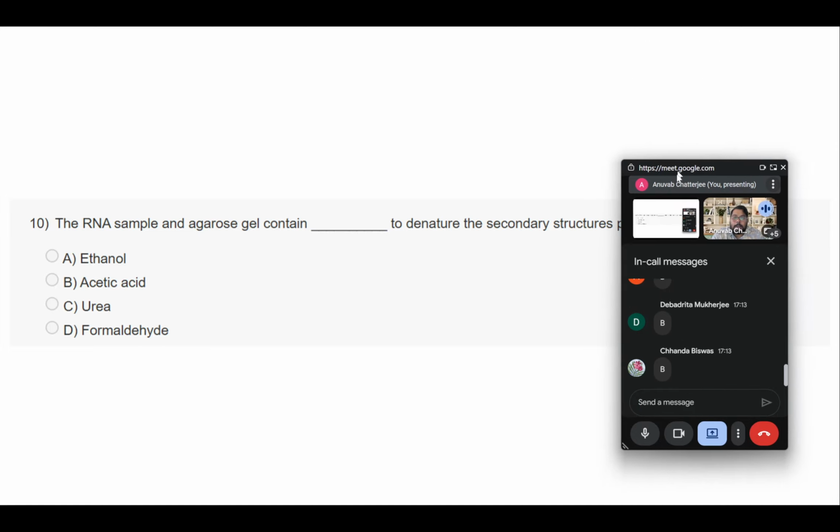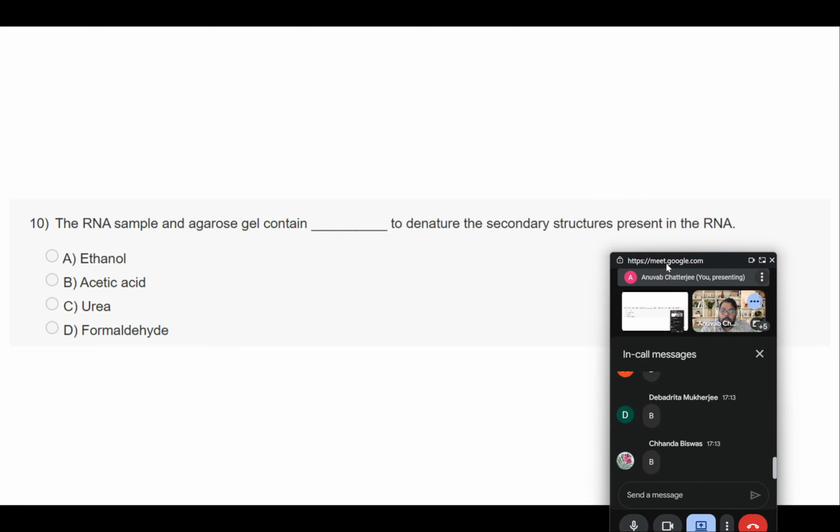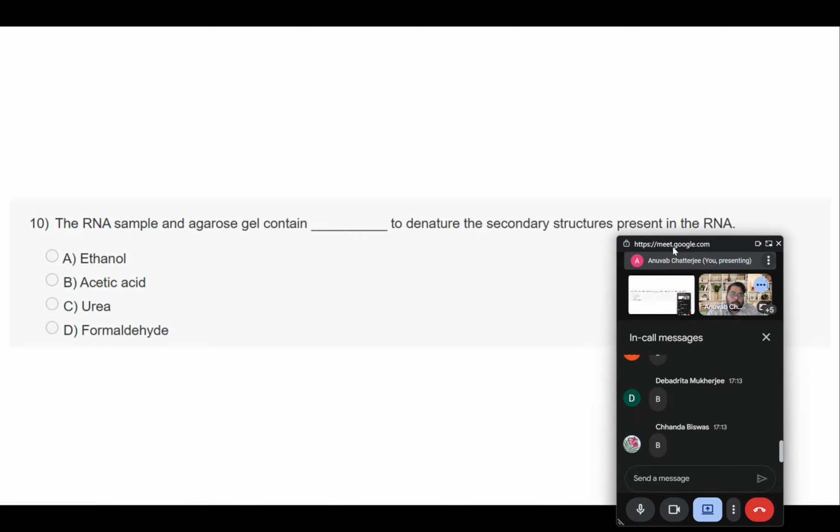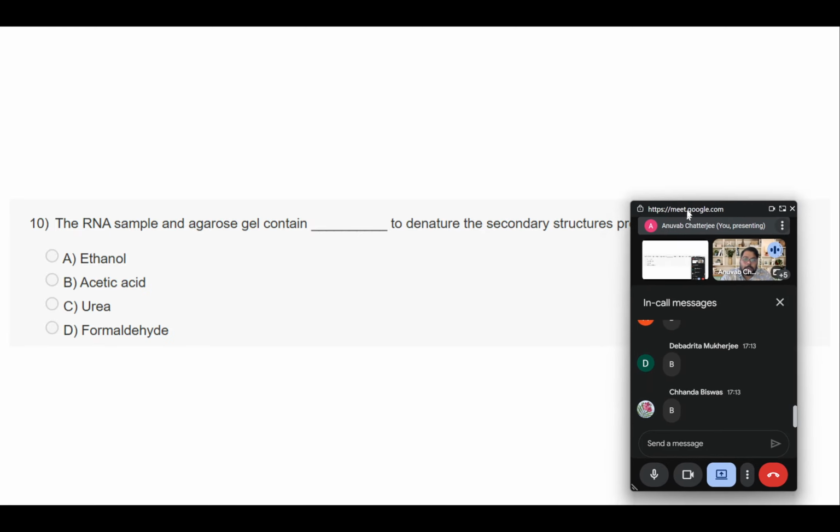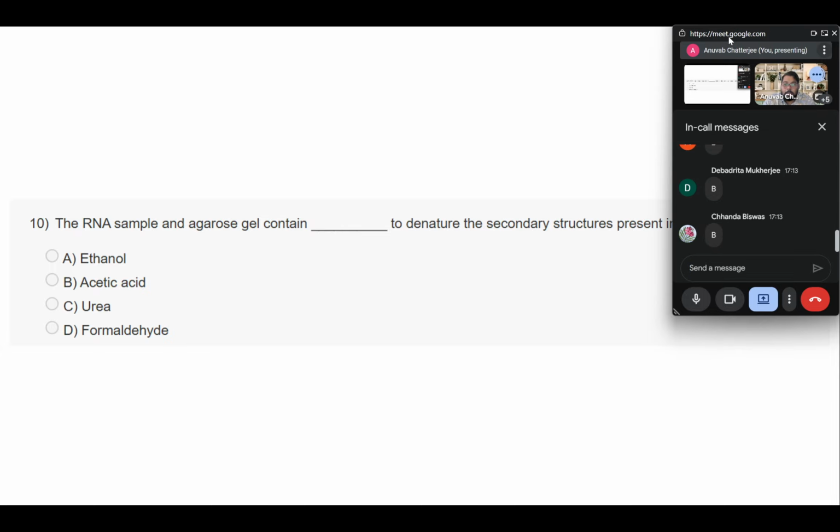Next, the RNA sample and agarose gel contain blank to denature the secondary structures present in the RNA. The options are ethanol, acetic acid, urea, and formaldehyde. You can choose whatever you think is the correct option.